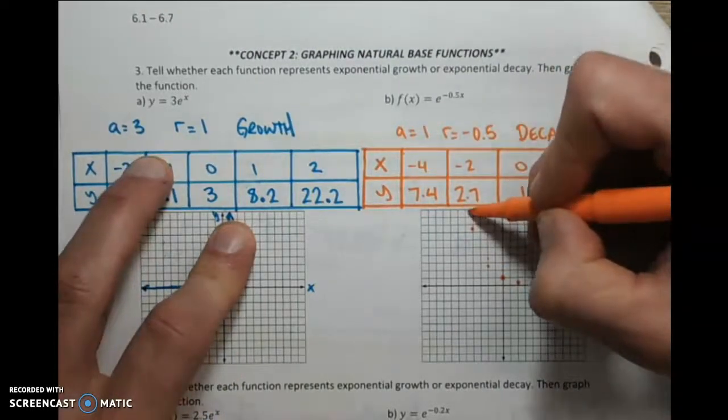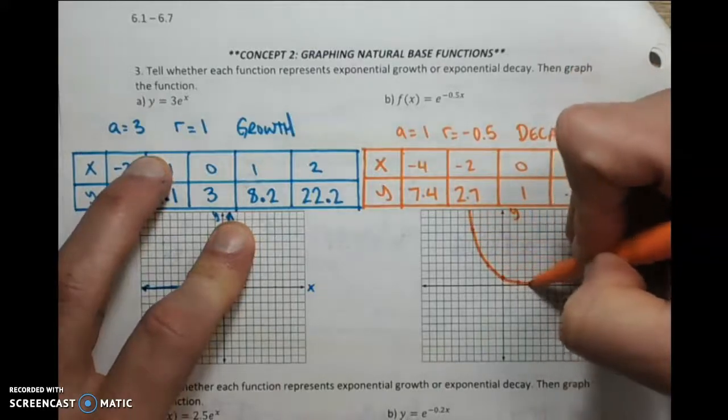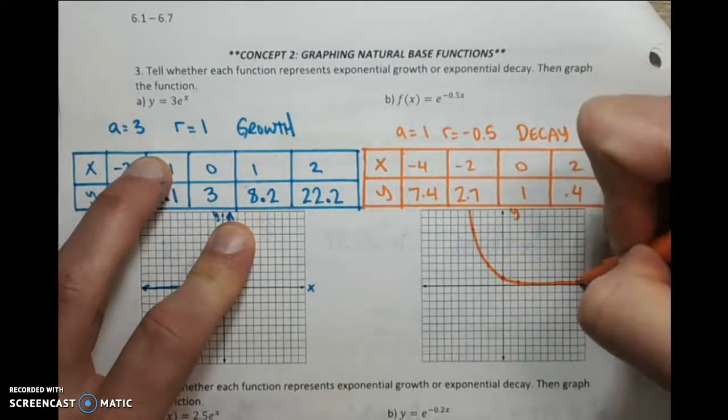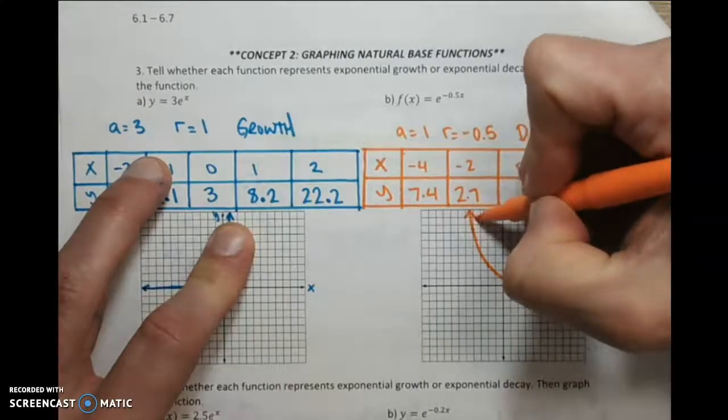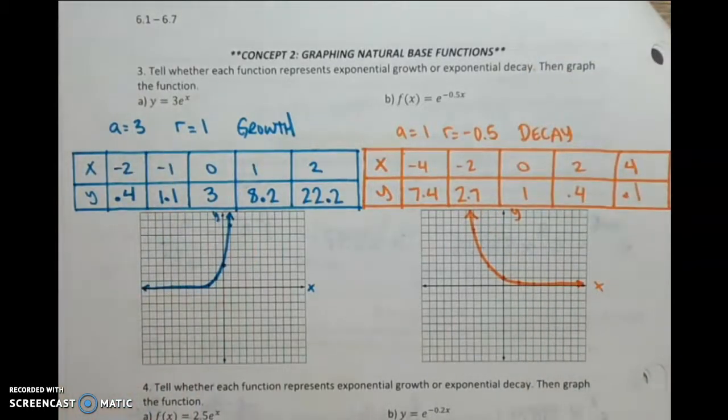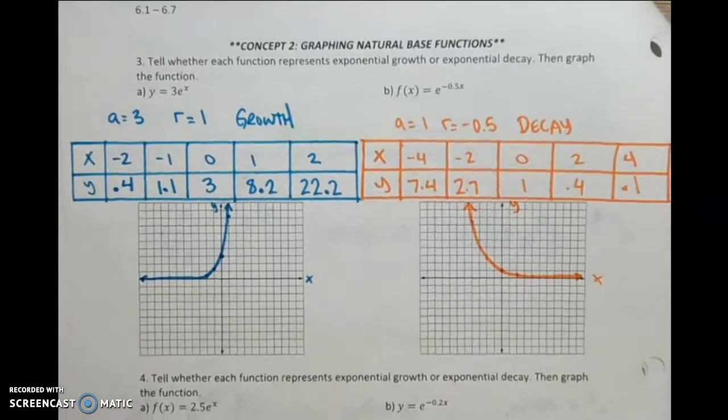And now it kind of shoots down towards that x-axis and rides kind of right above it, because again, that x-axis is like our asymptote. There we go. There is 3, A and B. Go ahead and try number 4.